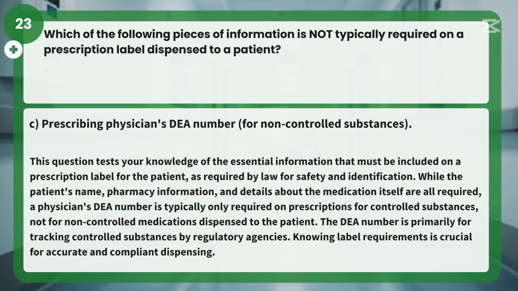Answer C. Prescribing physician's DEA number for non-controlled substances. This question tests your knowledge of the essential information that must be included on a prescription label for the patient, as required by law for safety and identification. While the patient's name, pharmacy information, and details about the medication itself are all required, a physician's DEA number is typically only required on prescriptions for controlled substances, not for non-controlled medications dispensed to the patient. The DEA number is primarily for tracking controlled substances by regulatory agencies. Knowing label requirements is crucial for accurate and compliant dispensing.